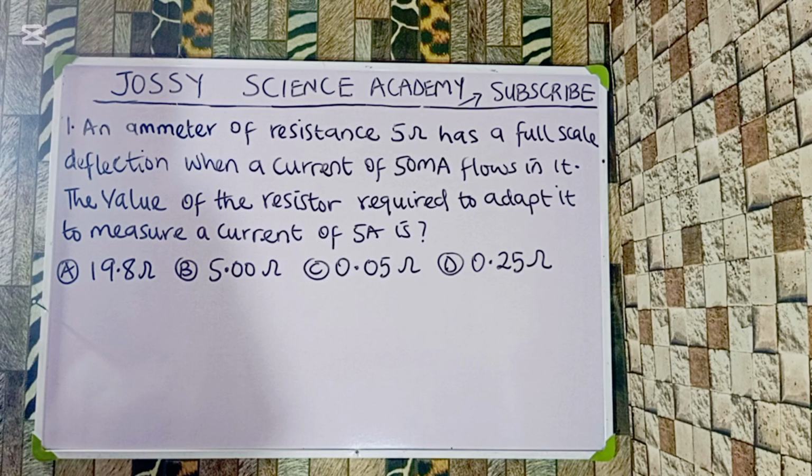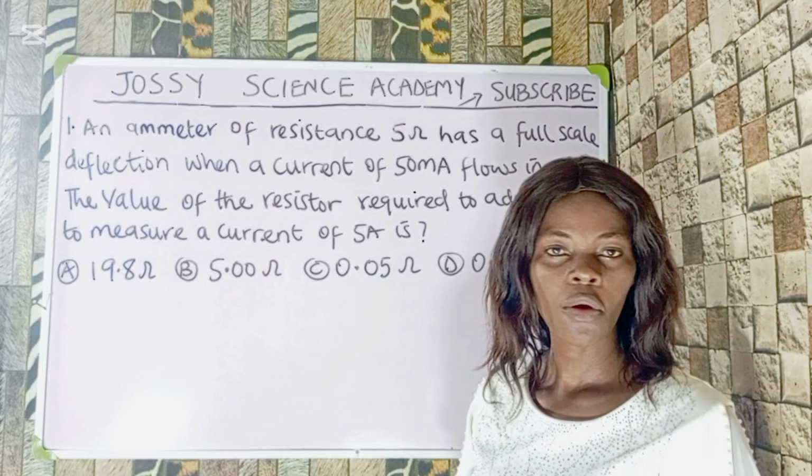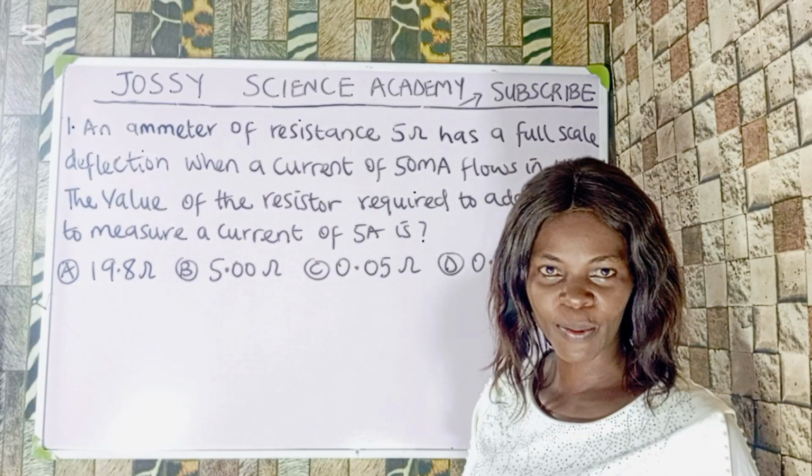An ammeter of resistance 5 ohms has a full-scale deflection when a current of 50 milliamperes flows in it. The value of the resistor required to adapt it to measure a current of 5 amperes is what? Option A, 19.8 ohms. Option B, 5.00 ohms. Option C, 0.05 ohms. Option D, 0.25 ohms. Now, for us to solve this question, let us take the parameters quickly.